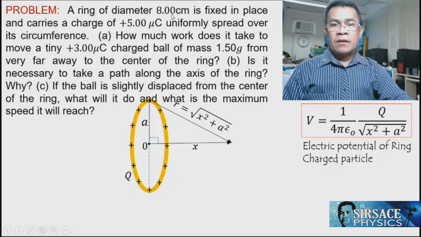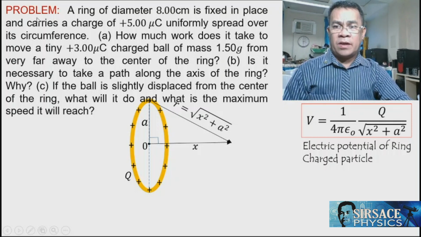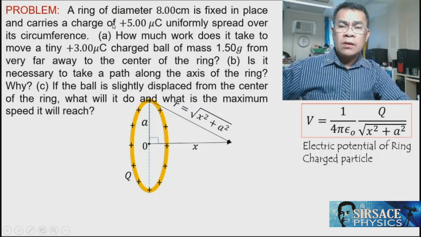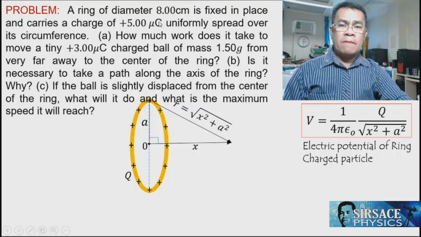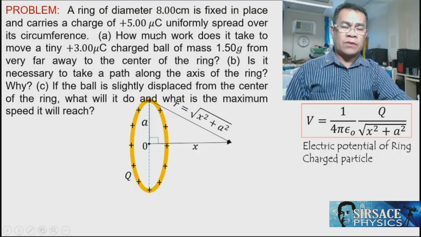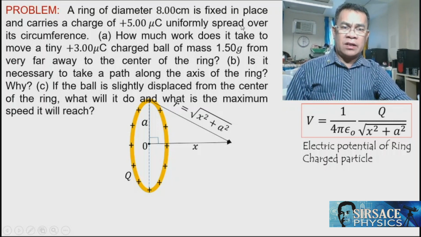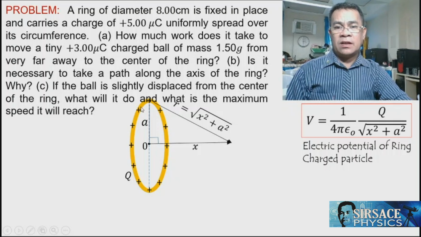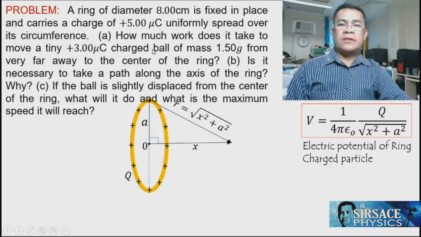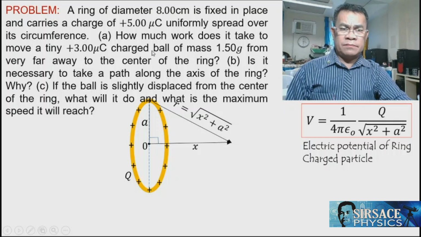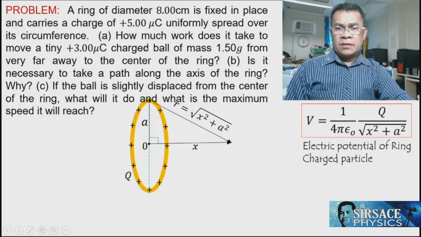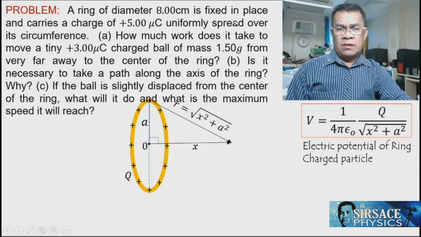Now, the charge is fixed in place on the ring. So therefore, this is a stationary charge whose charge is positive microcoulomb, uniformly spread over its circumference. Therefore, the charge was spread throughout the length uniformly.